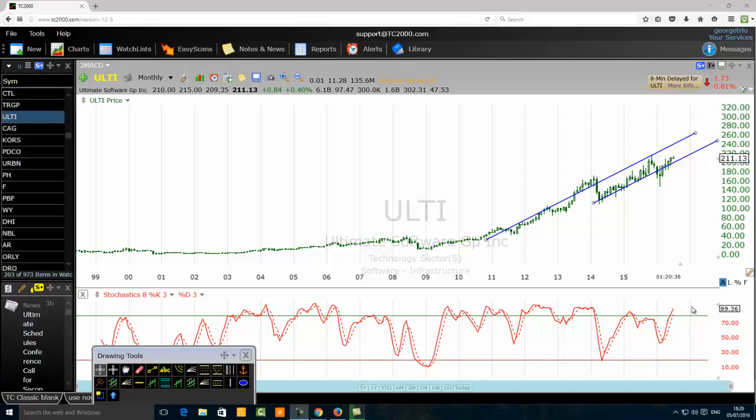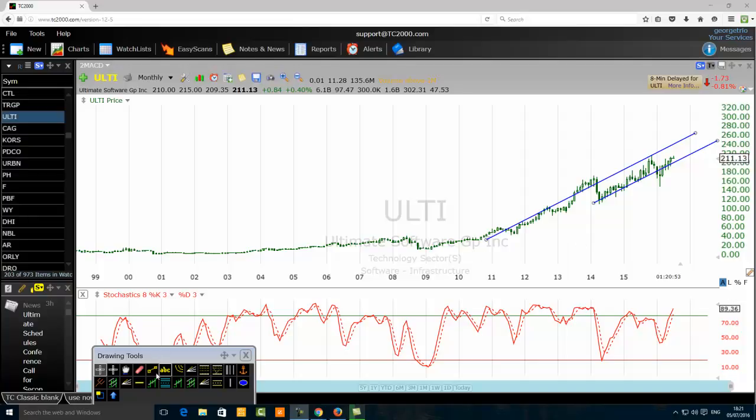The ticker is ULTI, Uniform Lima Tango India. And we want to discuss a technical stock trader reveals a trend line trading strategy. I'm on a monthly chart.